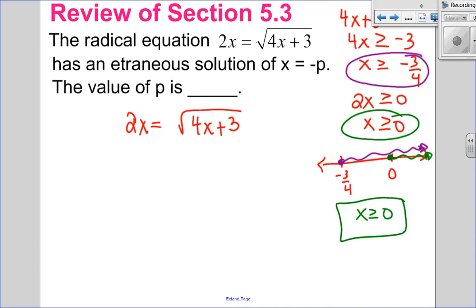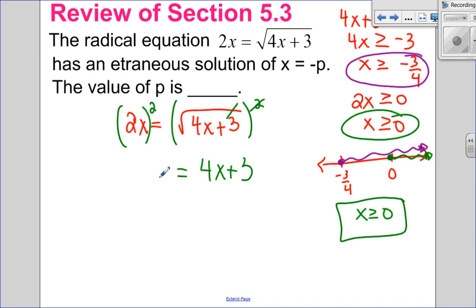So I know when I look for an extraneous root, I'm going to check my solutions to make sure x is greater than or equal to 0, and if there's a solution that's not, that will be my extraneous root. So let's square both sides since my radical is isolated. The opposite of square rooting is squaring. These are inverse operations, so they undo each other.